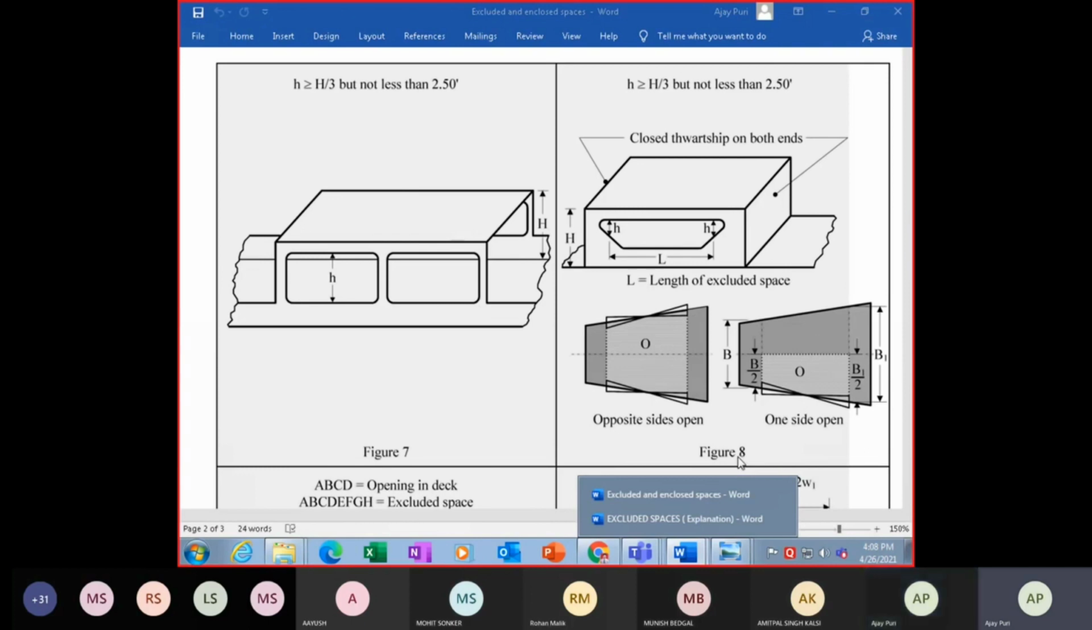In figure 8, one side is open, other side is closed. A thwartship is closed, this side is closed, this side is open. Here this h is greater than h by 3, but not less than 2.5 feet. And if it is open like this, it will not be taken into calculation. If it is open only one side, other side it is closed, then b by 2 here, this section will not be taken into calculation, other area will be taken into calculation, where this is b, the breadth.